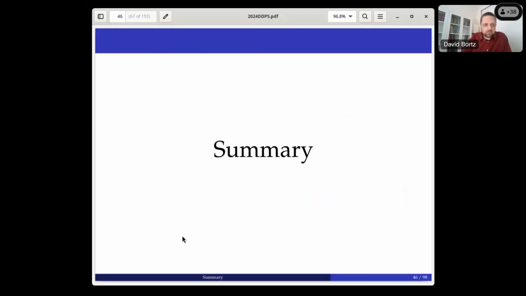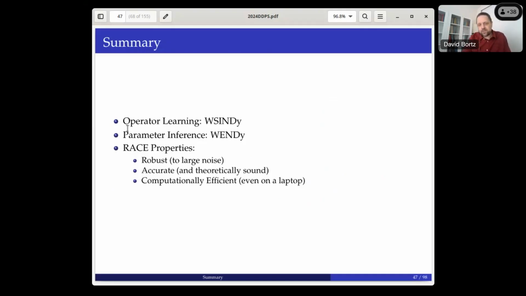Okay, so to summarize, I think about this more broadly speaking as operator learning. We are learning the form of the equation, and that is our WSINDy algorithm that does that. Parameter inference, we're calling it WENDy, weak form estimation of nonlinear dynamics, and we are really excited because we are actually getting a lot of these nice properties of robustness, accuracy, and computational efficiency. And most important, there are two things: the computational efficiency. You can run these things on laptops, so this is really fast.